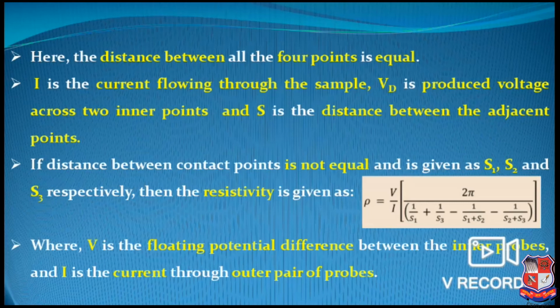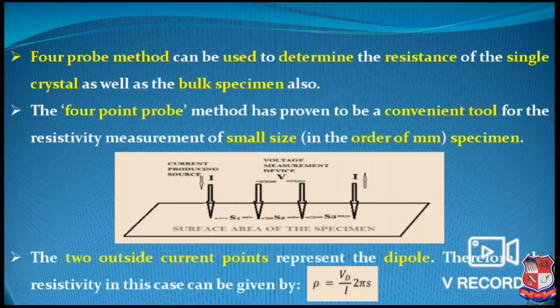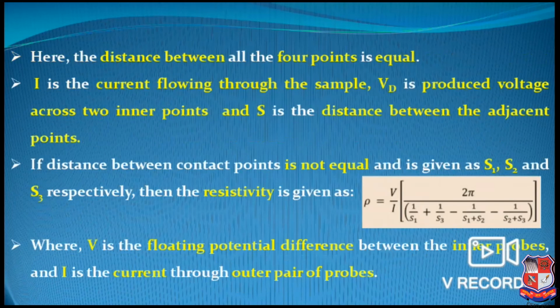If the distance between the contact points is not equal and is given as S1, S2 and S3 respectively, suppose this condition is not satisfied and they are not equidistant, then we have to use this particular resistivity equation, because as we all know there will be no universal specimen construction, so we have to go through the options, and hence the modification in the equation has been defined. So rho is equal to V upon I into 2 pi upon 1 upon S1 plus 1 upon S3.